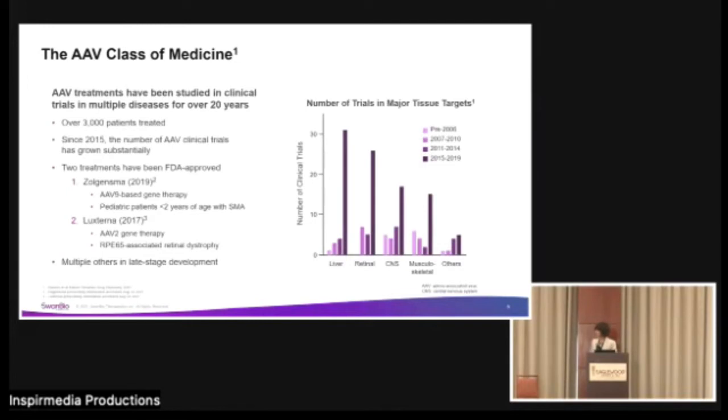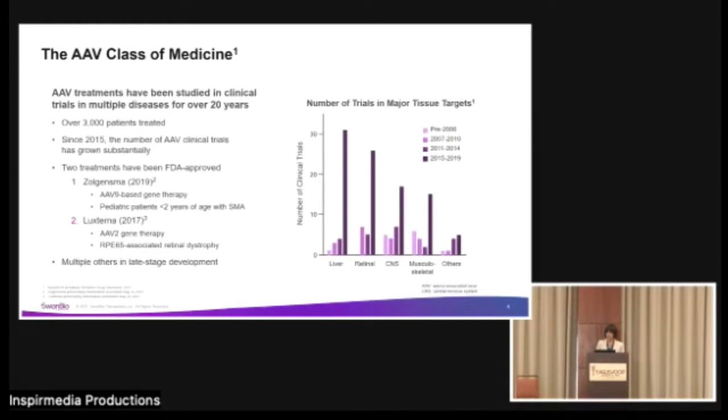Florian had also mentioned that the AAV class of medicine has actually been around and being studied in humans for over 20 years. So it may be new to this space, but there have been thousands of patients across many, many different types of disorders that have received a version of this type of medicine. And this has really taken off in the last 5 to 7 years as more and more of these therapies have made it into the clinic and being studied in people.